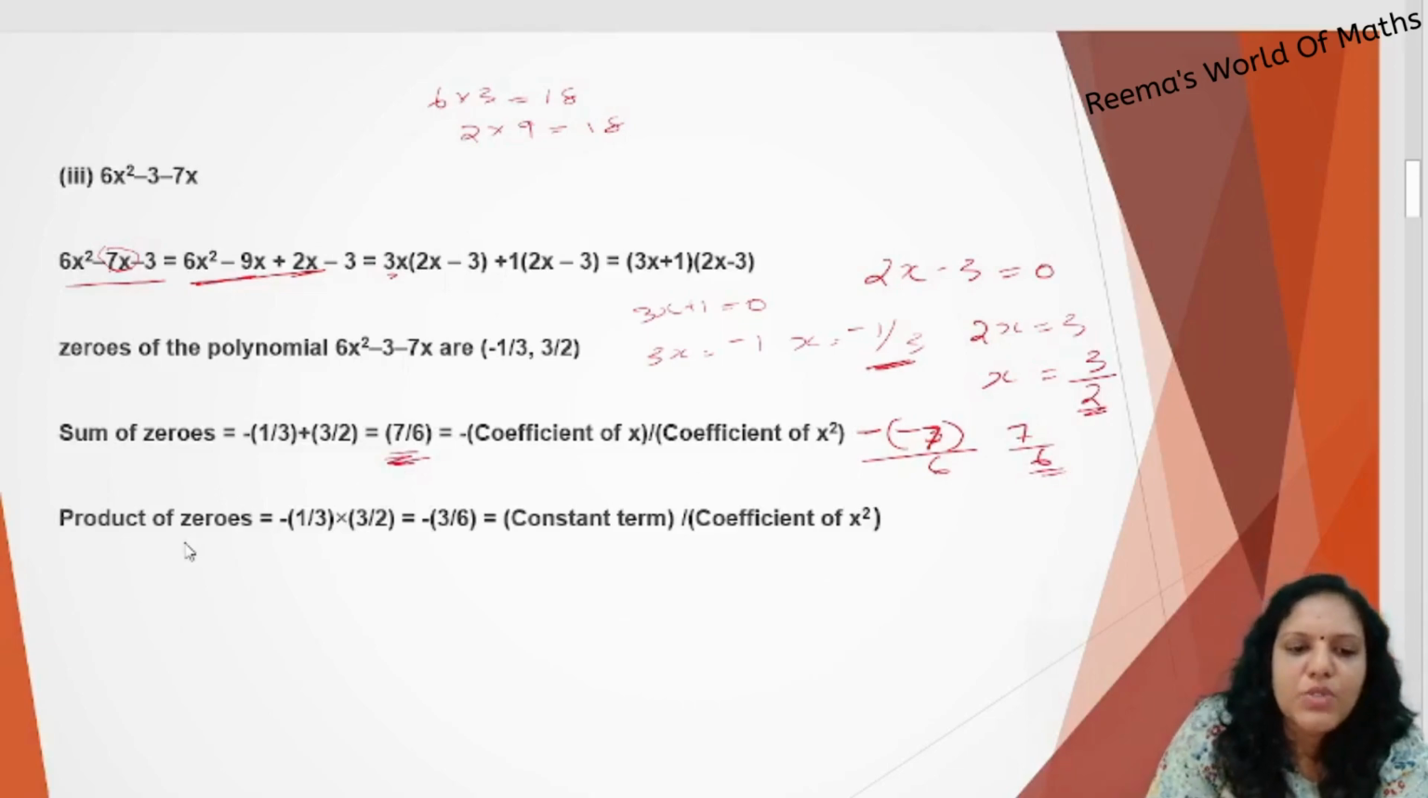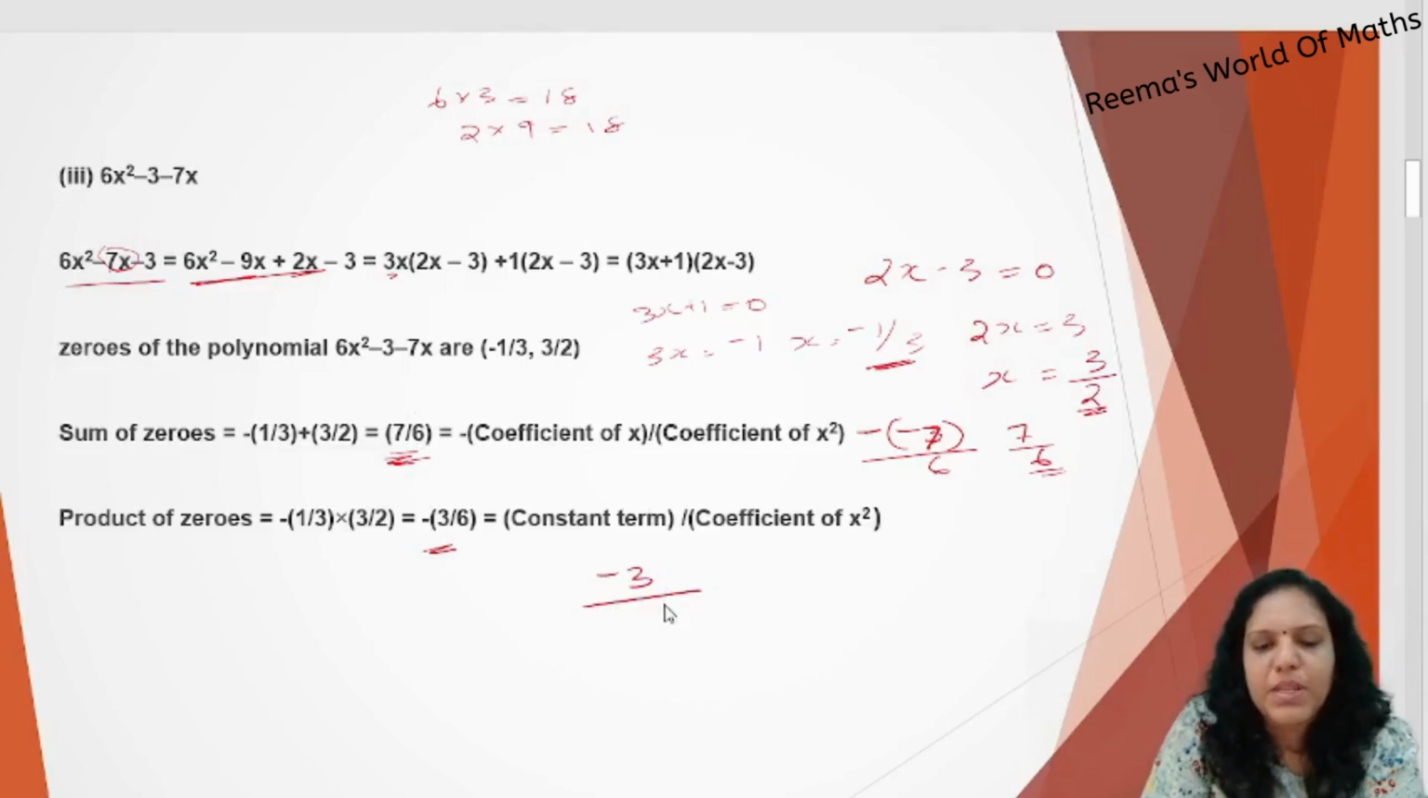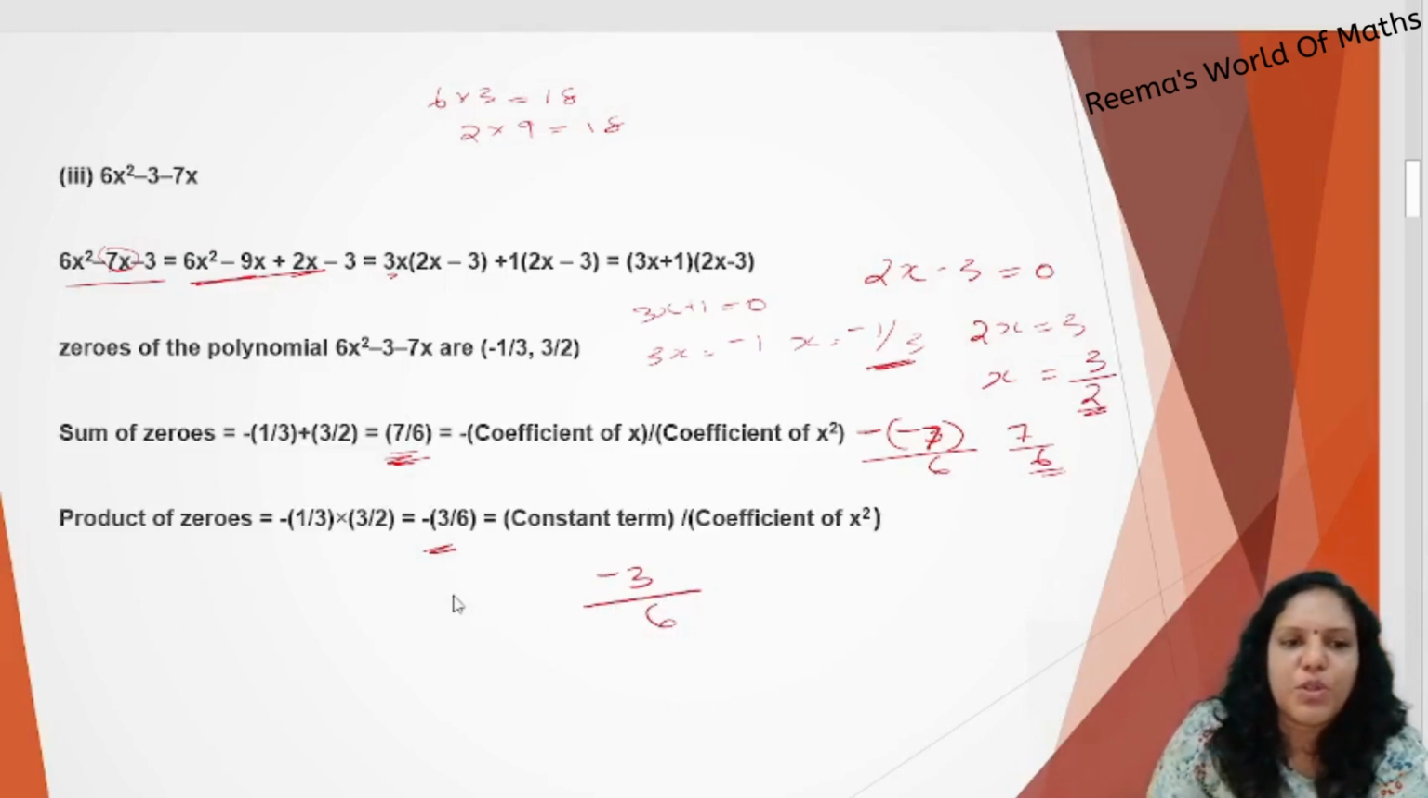Next one is the product of zeros, which is minus 1 by 3 multiplied by 3 by 2, equal to minus 3 by 6, which is equal to the constant term divided by the coefficient of x squared. The constant term is minus 3 and the coefficient of x squared is 6, minus 3 by 6. So we verified the second relationship also.